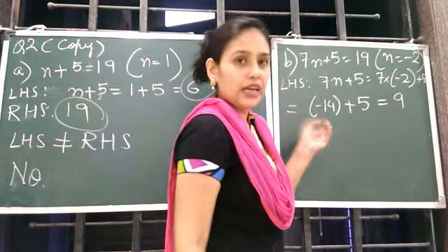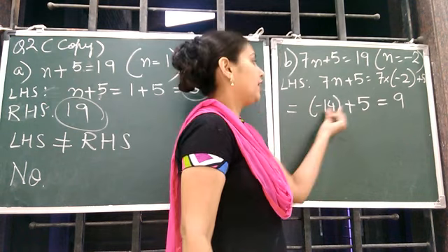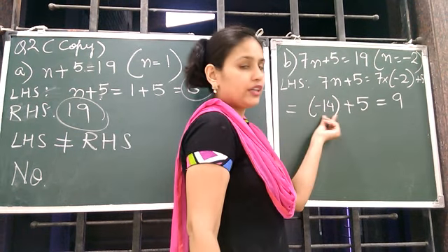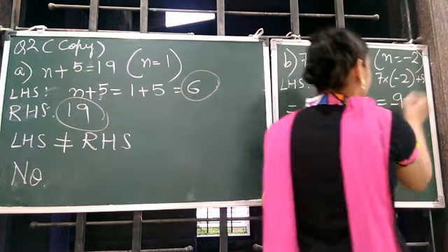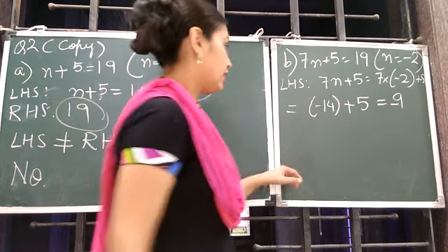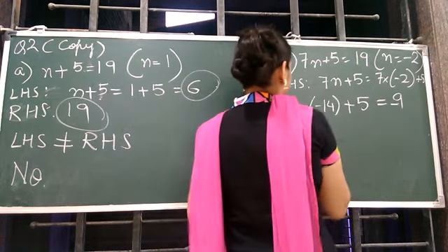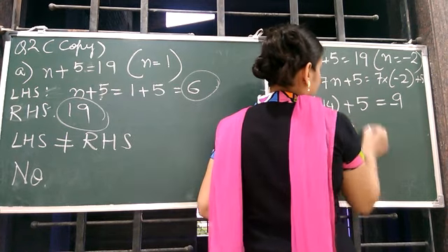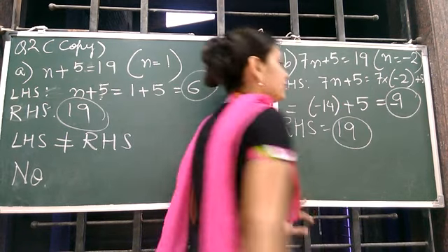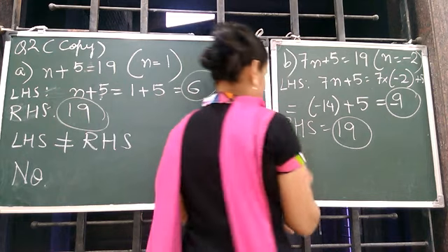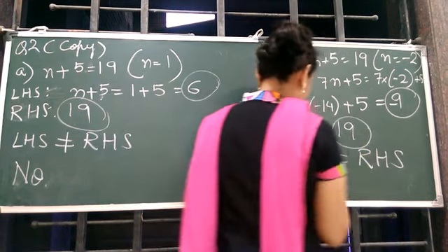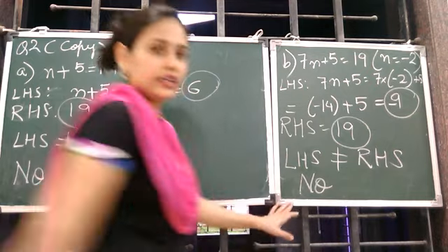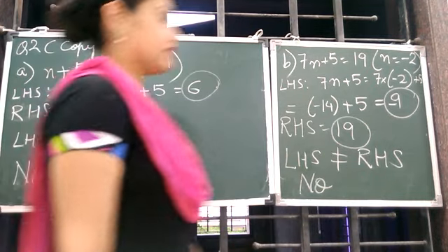Now, which number is greater? 14 or 5? 14 is greater. It has a negative sign. So, answer will also have a negative sign. Now, what is RHS here? Are they matching? No. So, LHS is not equal to RHS. So, answer is no. This completes B.